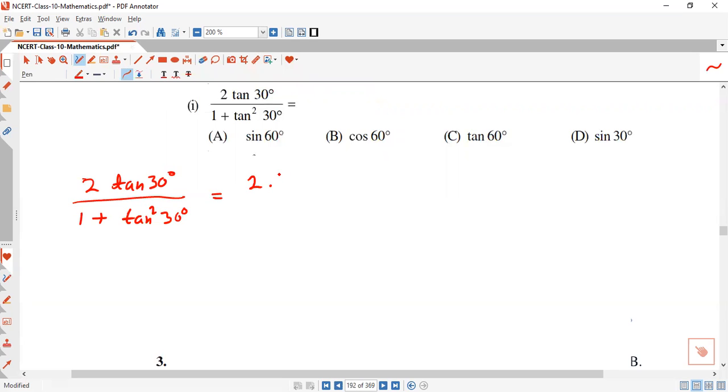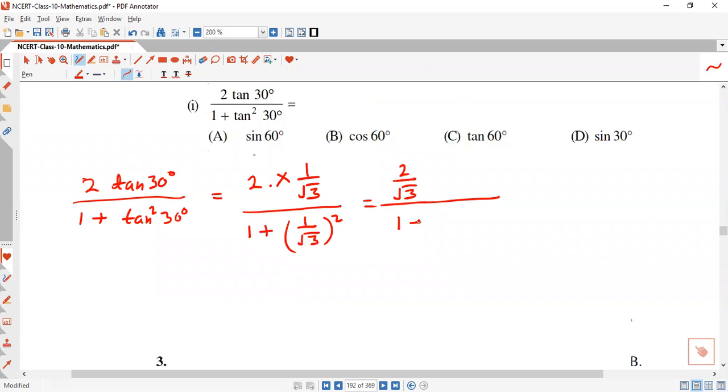Tan 30 degree is 1 by root 3. You know this value is 1 by root 3, divided by 1 plus tan 30 degree, 1 by root 3, and we are taking the square of this value. In the numerator we get 2 by root 3, and in the denominator we get 1 plus 1 by 3. Simplify this one. This is one complete factor. We say 2 by root 3, and in this part we take 3 as LCM. So we take 3 plus 1.